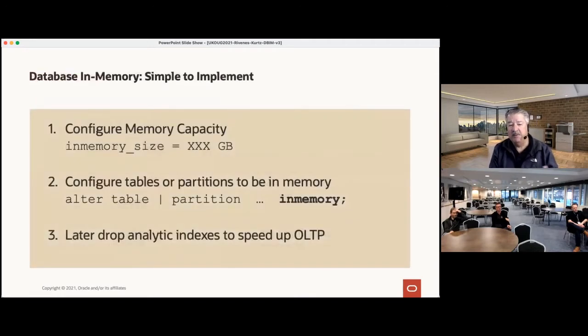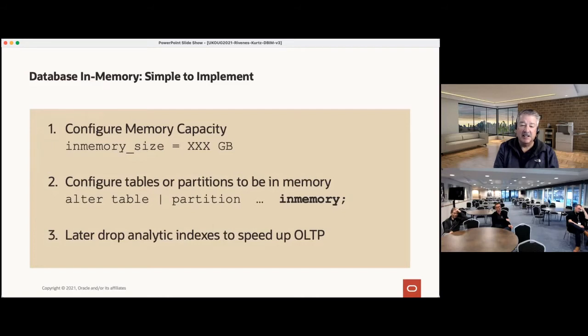It's very simple to implement Database In-Memory. There's one initialization parameter, inmemory_size. You set that, we allocate the column store, the in-memory area in the SGA, and then that's it. And then all you have to do is alter tables and partitions. We support sub-partitions and materialized views to be enabled for in-memory, just a simple alter table command.